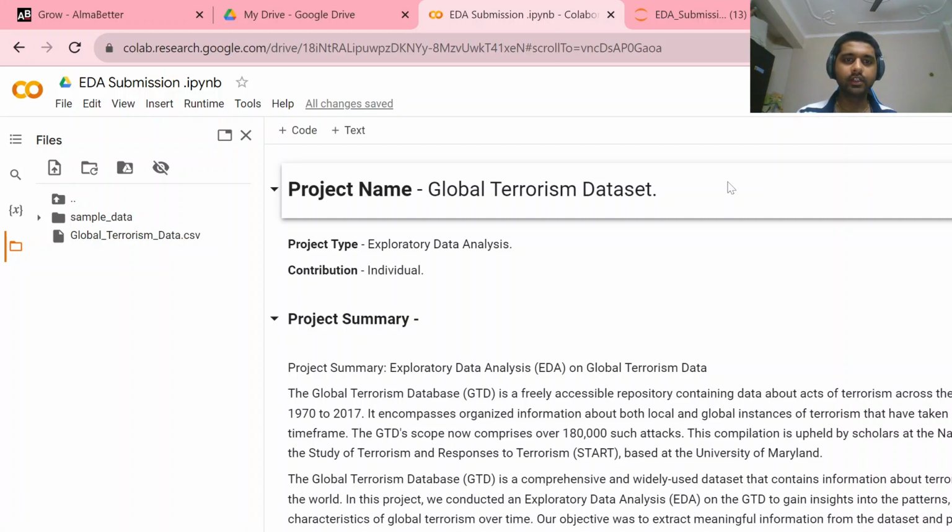The data collected in it is from 1970 to 2017, and in our data the features, the columns, are about location, the date, attack type, target type, the year in which the attack happened, the months, and the type of attacks.